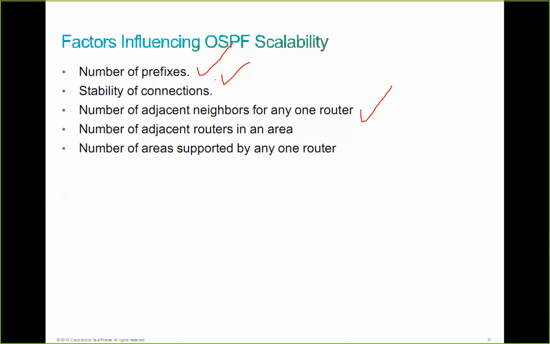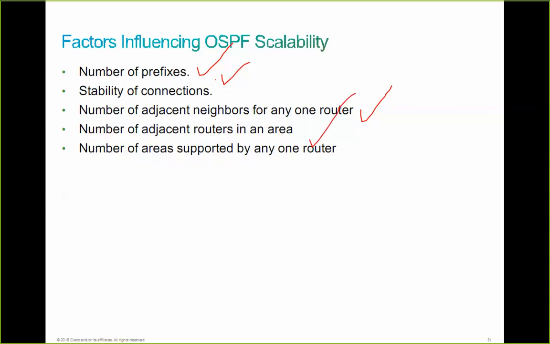If I have a lot of neighbors, then I have a lot of information to disseminate when link state changes occur. All right. Now we'll see some of the limitations of OSPF with regard to how many neighbors we can actually have in our environment. The number of adjacent routers within an area is important as well.